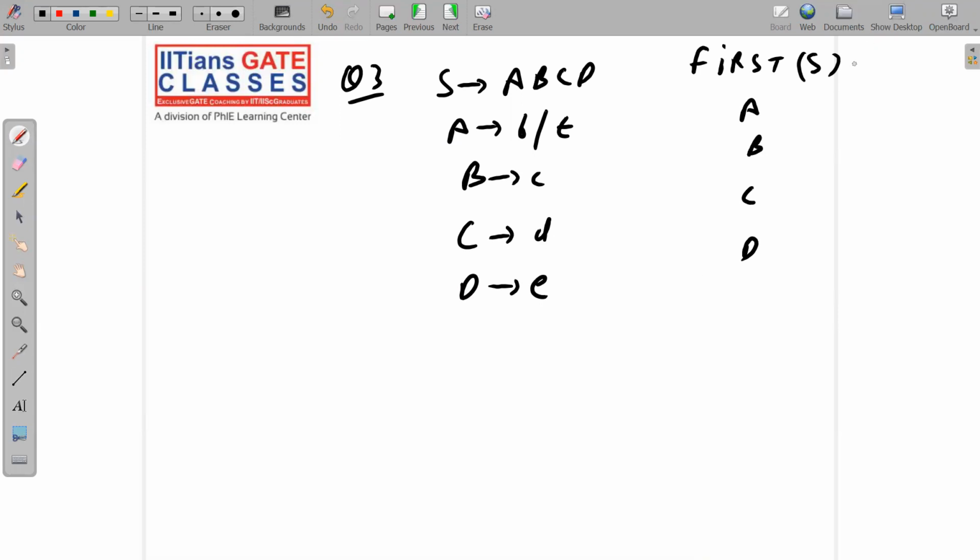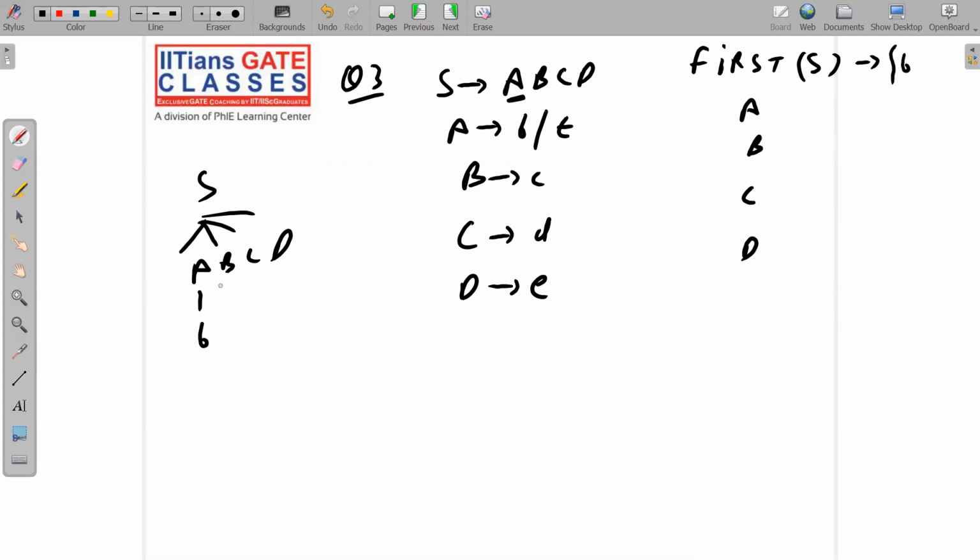First of S will be what? Obviously, S goes to ABCD. There is no terminal here, so we will try to find A. Where is A going? To b. Okay, so the string can start with b.